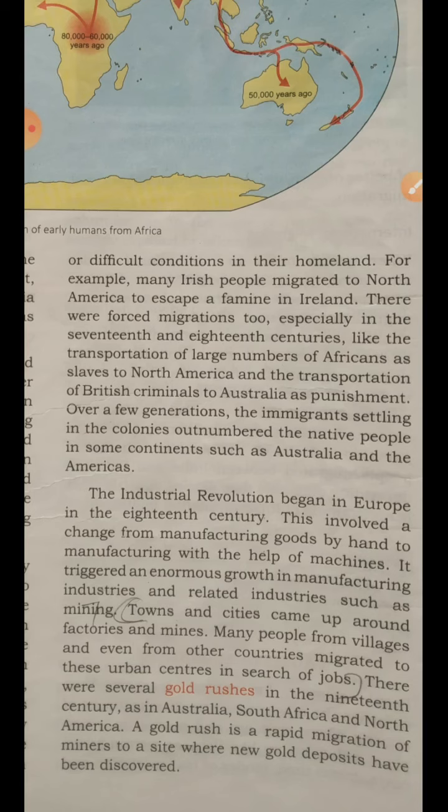There were several gold rushes. What is this gold rush? Actually, when we come to know of a new place where a gold mine has been found, people rush towards that place. It's called a gold rush. It happened in the 19th century, as in Australia, South Africa, and North America. A gold rush is the rapid migration of miners to a site where a new gold deposit has been discovered.